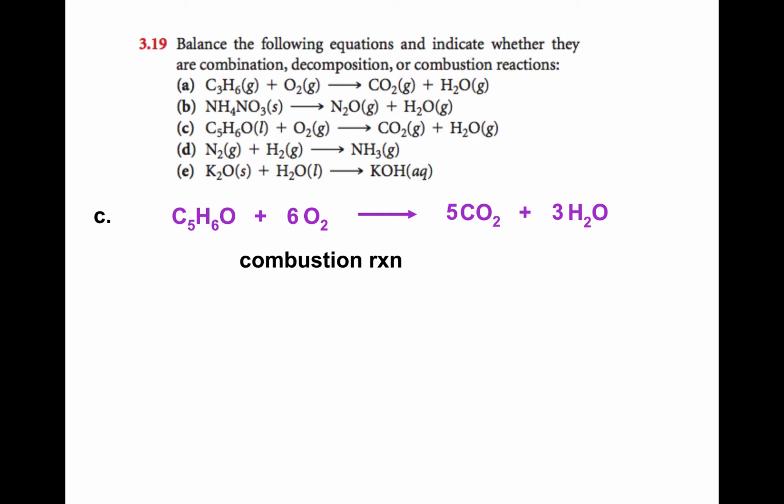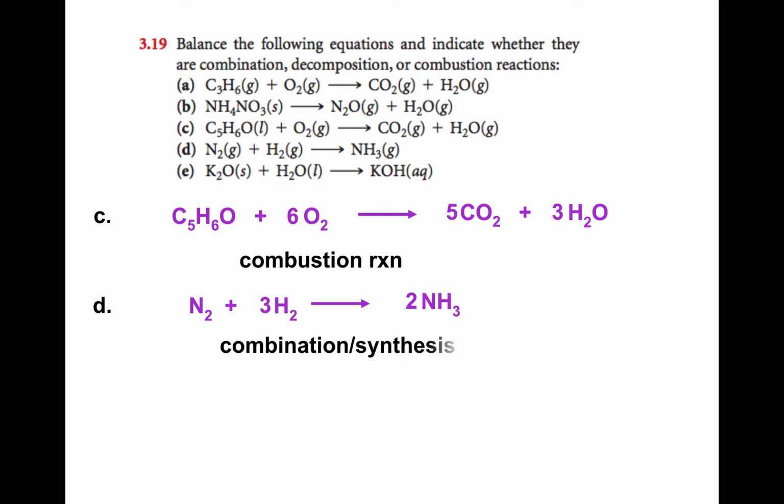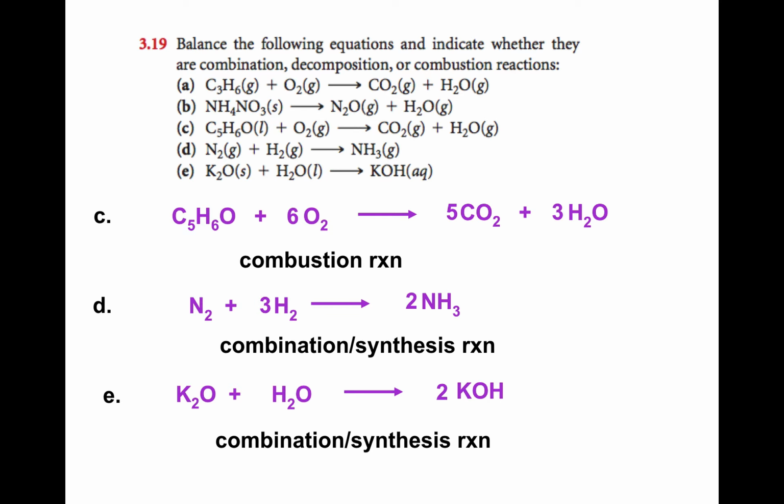2 things being put together to form something. This would be categorized as a synthesis reaction. All right, so when we balance the formation of ammonia, we call it a combination or synthesis reaction. Again, the same with potassium oxide reacting with water to form potassium hydroxide. Once we balance it, it's an example of a combination or synthesis reaction.